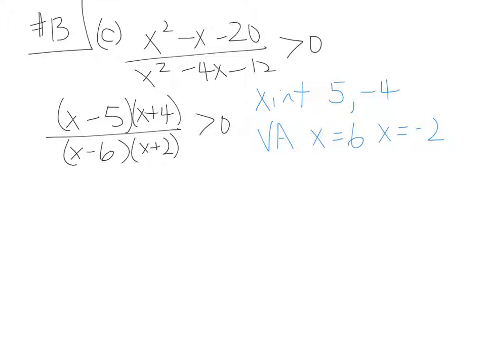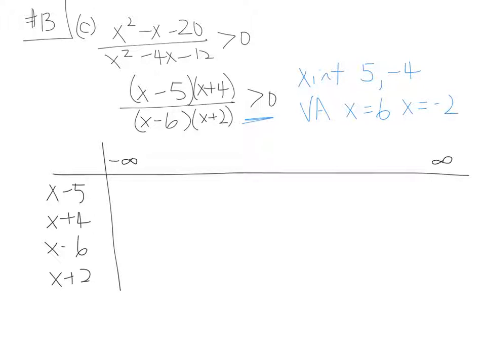I'm going to now use an interval table to manage what's going on between these intervals and find out where it is positive, so where it's greater than 0. So listing all the critical points from negative infinity to infinity in the proper order, my most negative one is negative 4, and then negative 2, and then 5, and then 6. So I'm going to test every interval in between.